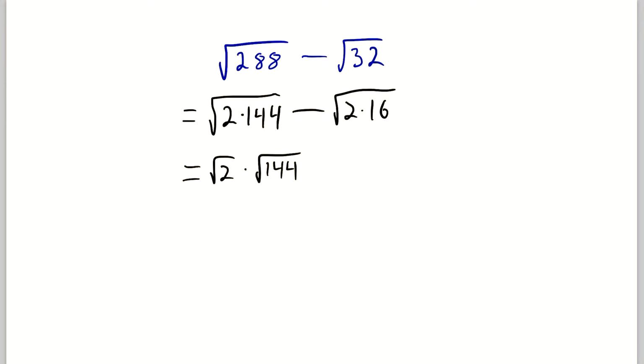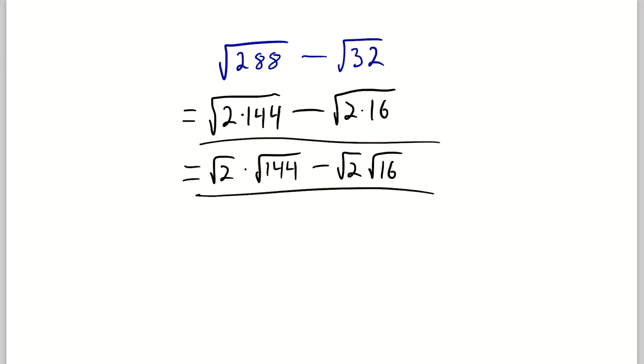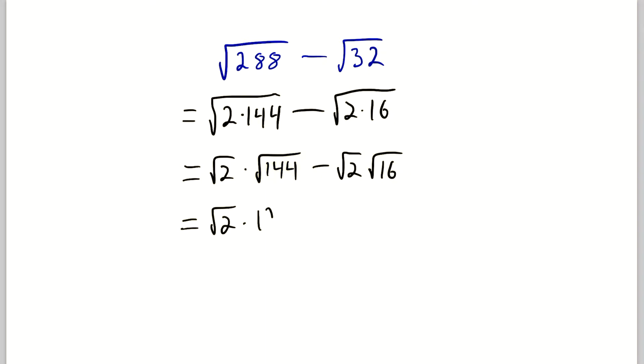the square root of 2 times the square root of 144 minus the square root of 2 times the square root of 16. These two expressions are equal. And the reason we want to write it this way is because we know what these two quantities are. So now we can rewrite this as the square root of 2 multiplied by 12, because 12 is the square root of 144, minus the square root of 2 multiplied by 4, because 4 is the square root of 16.